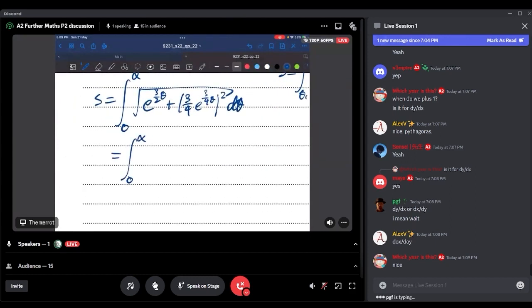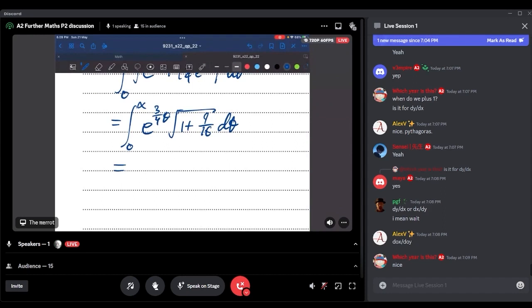0 to alpha. Simplifying it, we actually can factor, because when you square this one, you get e power 3/2 theta again. So we can factor out the e power 3/4 theta outside. 1 plus 9/16. So 1 plus 9/16, we have 25/16, right? Yeah, this is 25/16. Square root of it, you get 5/4. Pull it out. And then done.